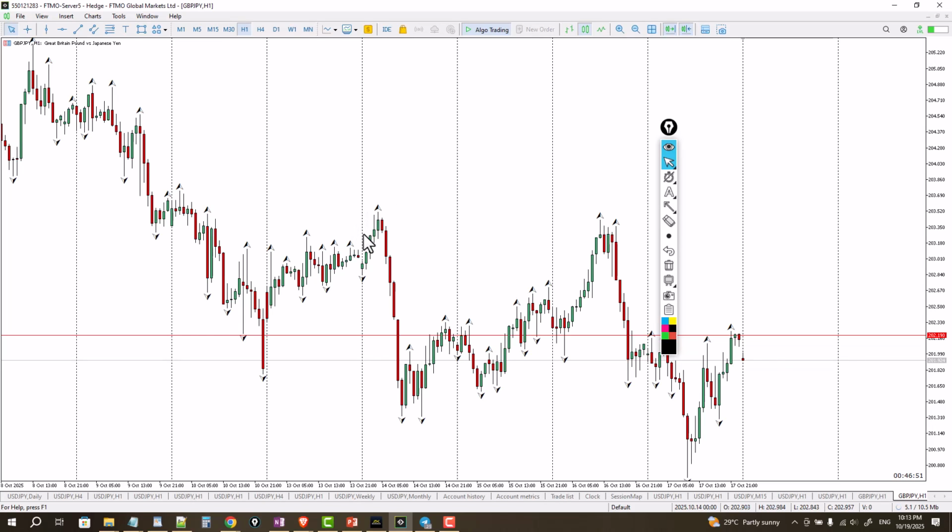Okay, but if you don't know what it plots, then obviously you're just going to be seeing these things that look like triangles on your chart up and down, and you don't know what they are or what they are signifying or how they even work, right? So let's break it down.